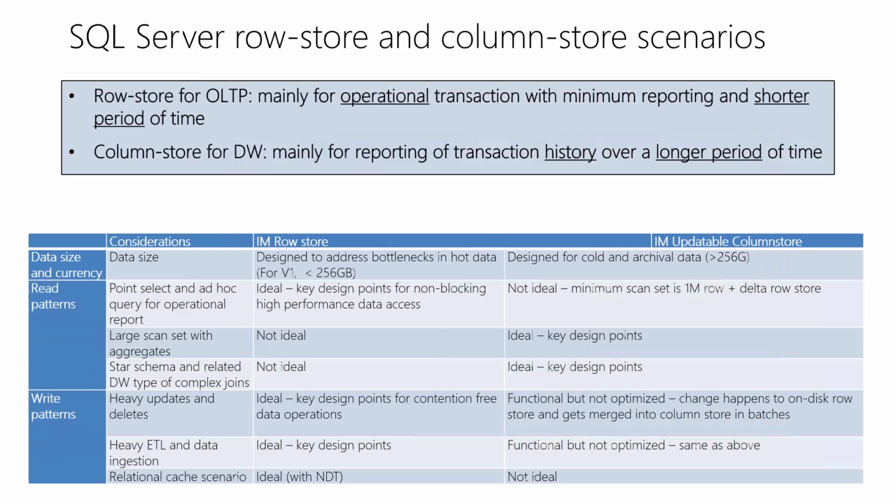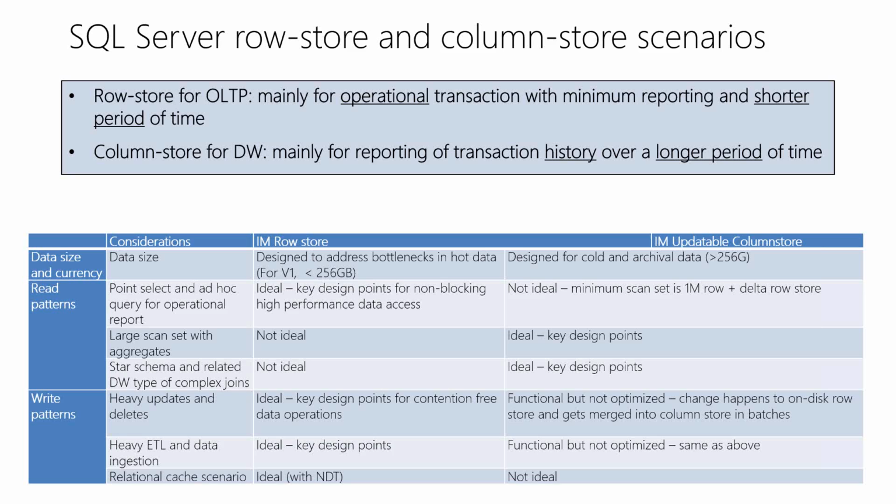Kind of moving back to the big picture, the other piece of the in-memory story is the in-memory row store and column store scenarios. So again, we have the in-memory row store as well as the updatable column store for this release. I'm not going to go through this in a lot of detail because I want to save time for questions. The row store is designed for relatively small sets of data relative to the size of a huge data warehouse. For V1, we're limiting it to 256 gigabytes of memory in memory-optimized tables within a database.